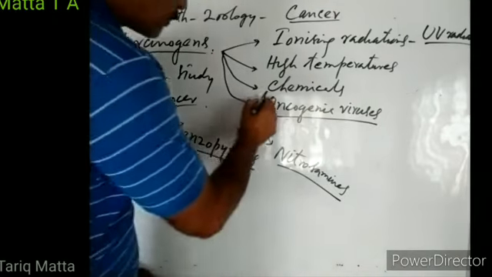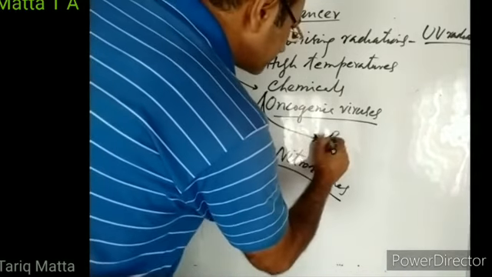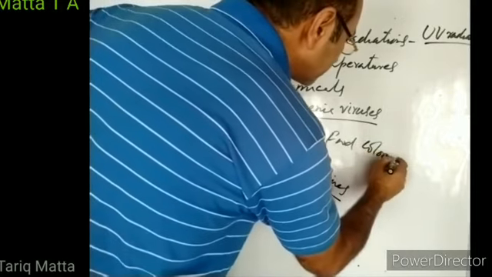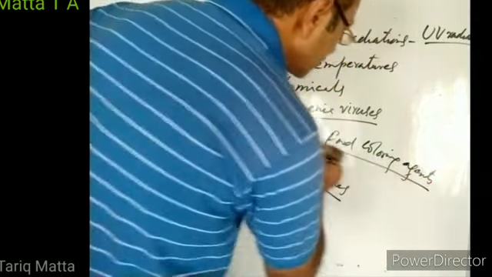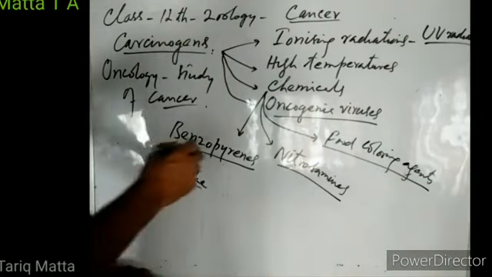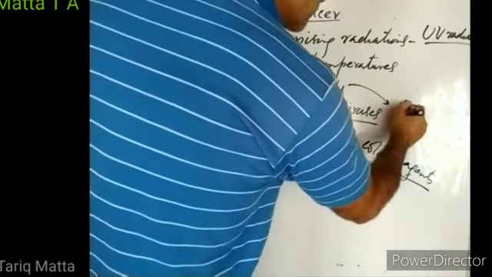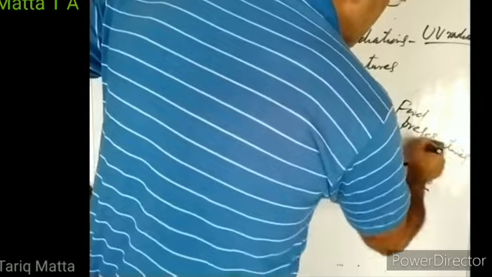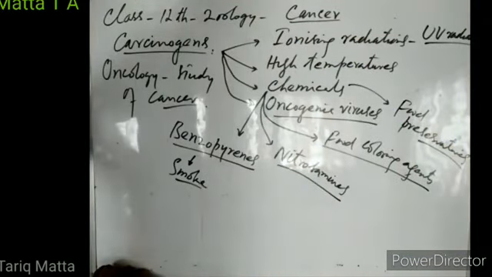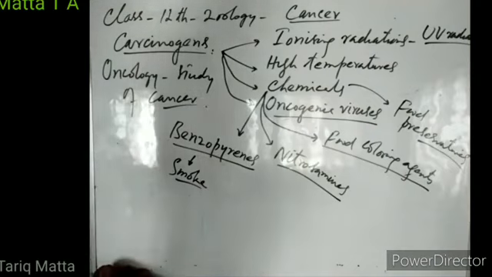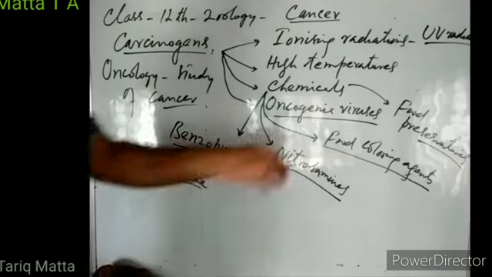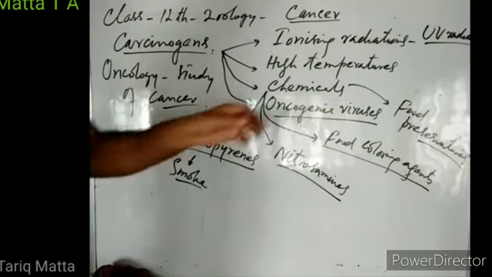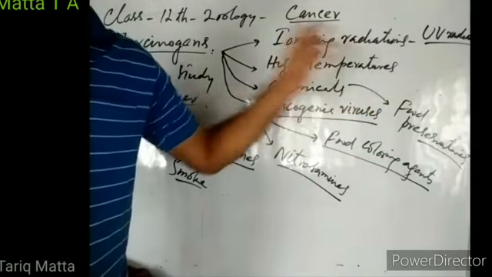Similarly, there are some food coloring agents. They may also prove to be carcinogenic. Similarly, there are some food preservatives. They may also prove to be carcinogenic. So there are various types of chemical compounds which we use in our daily life. We mostly nowadays take processed food or preserved food. That processed or preserved food has some preservative in it, and some preservatives have been found to be carcinogenic.